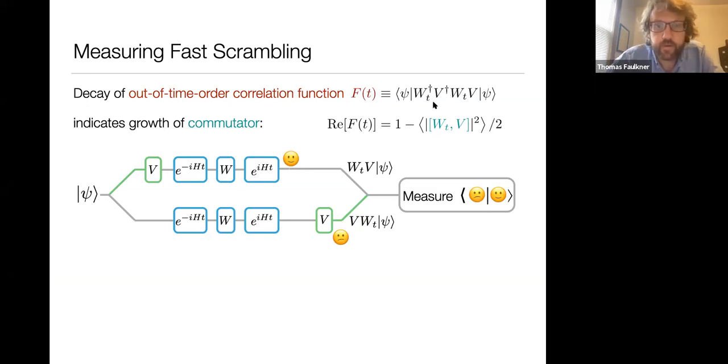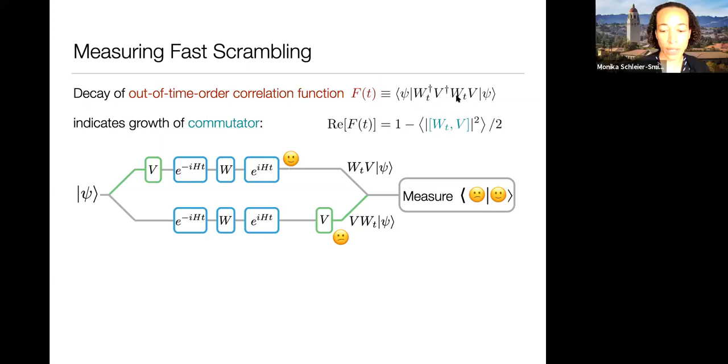Okay, good. So we had written down this expression that would take the overlap between applying V and then the time evolved operator W, or first applying the time evolved operator W and then going back in time and applying V. So this is a four-point correlation function. Now we're going to just switch back here, be patient for a moment.